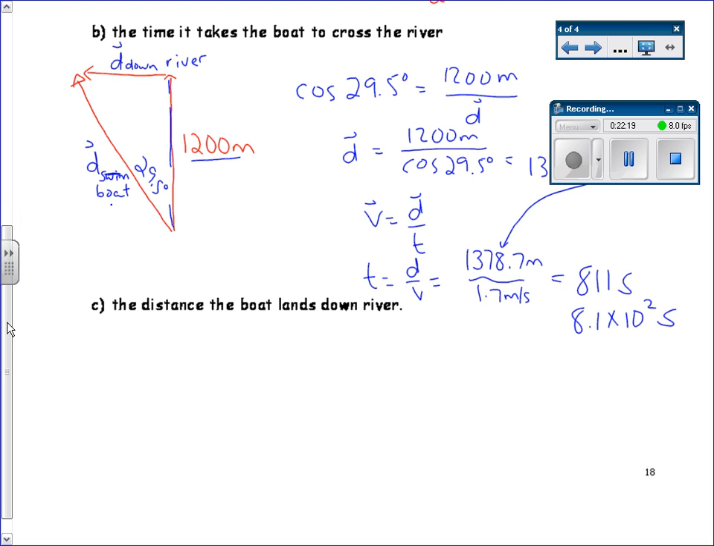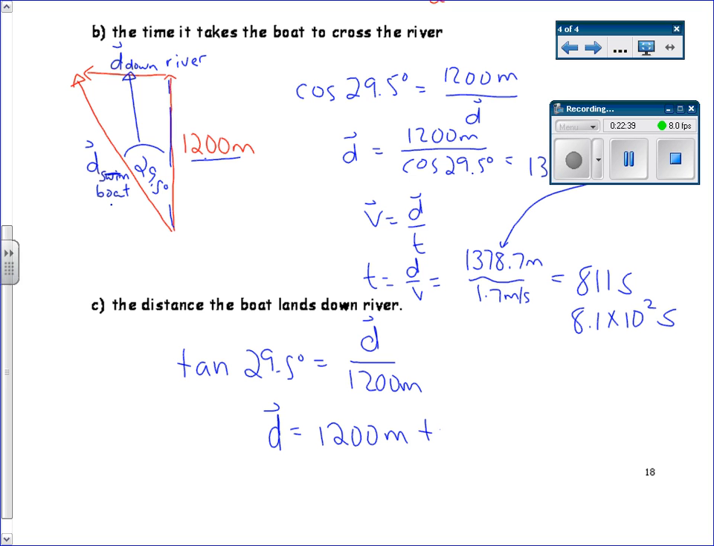We can also use a trig ratio to find the distance downriver. For that 29.5 degrees, the distance downriver is the opposite, and the 1,200 is the adjacent. So tan of 29.5 degrees is equal to the distance down the river divided by 1,200 meters. So the distance that the boat lands down the river is 1,200 meters times tan of 29.5 degrees, which is 679 meters. But with 2 sig digs, it would be 6.8 times 10 to the 2 meters.